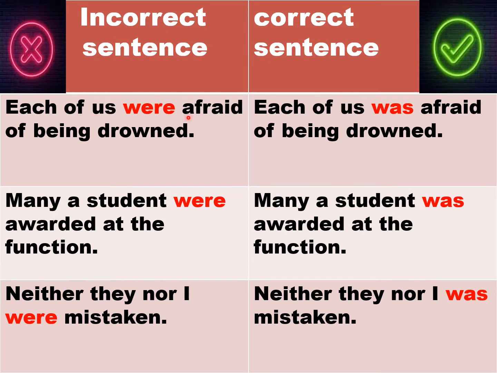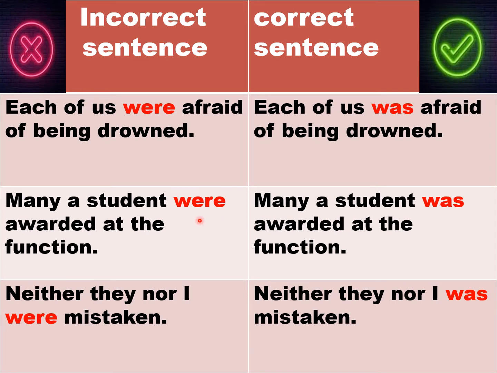Each of us were afraid of being drowned. Each is here, each is singular, so we must use a singular verb. Each of us was afraid of being drowned. Many students were awarded at the function. Many a student, so it's singular. When we see a singular noun, we must use a singular verb only. Instead of were, we must use was. Many a student was awarded at the function.